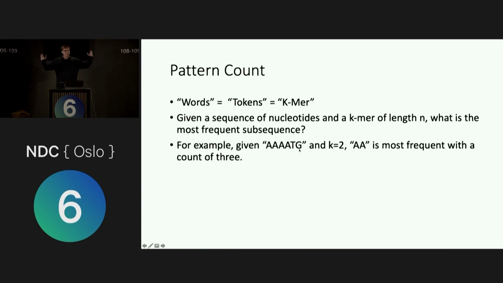So in this example, you can see I have a 6-character string, and I'm going to say, okay, we're going to start with a k-mer, or a 2-mer, and what is the most frequent word? And in this case, it would be AA, because if you go here, there's an AA, then there's another AA, there's another AA, and then there's an AT and a TG. Okay? So let's do this for reals.